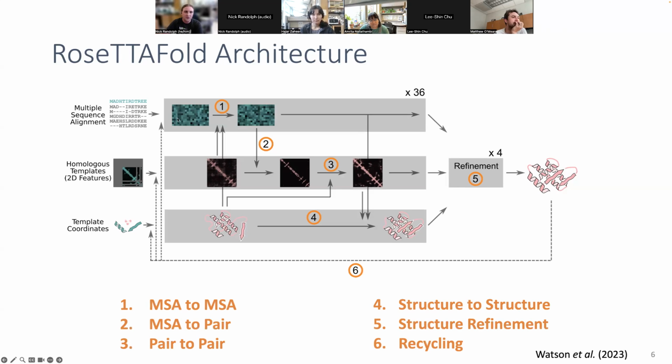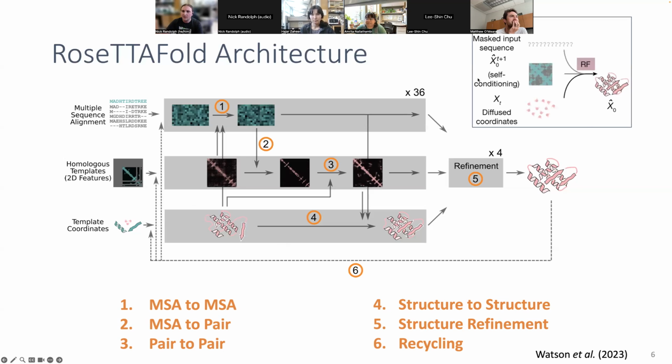So there's a bunch of transitions. We go from MSA to an updated MSA. The MSA and pair communicate to each other. The pairs communicate and get an update from the 3D track. And then all that information from the previous 2 tracks comes and updates the 3rd track, the structure track. And then in the end, there are some refinement layers, and we have a final structure before we go back to the start and do some recycling. So this is the general architecture of RoseTTAFold. I don't think it's super important to go through the nitty-gritty details, but there's a bunch of attention and transformers in here.